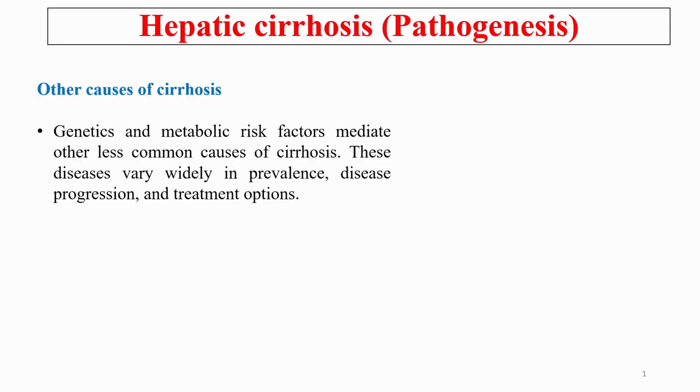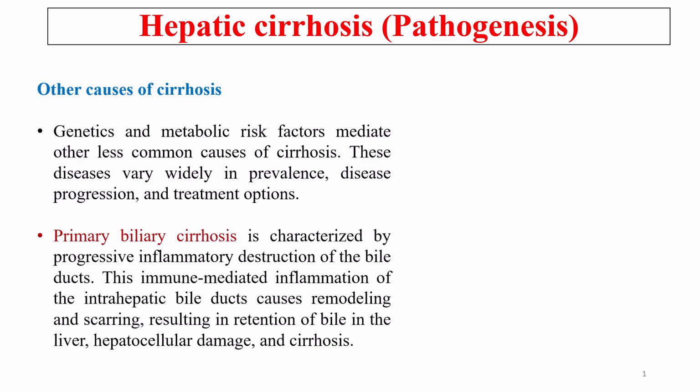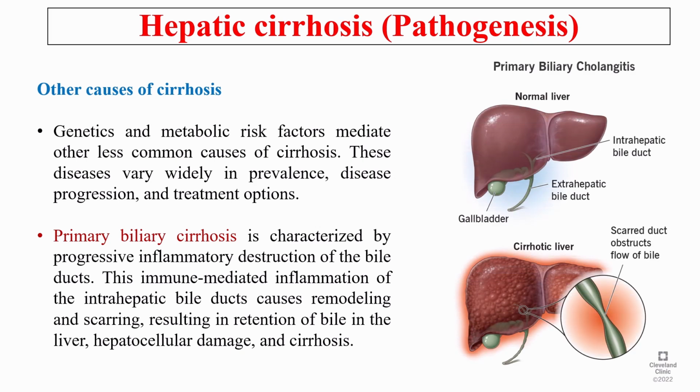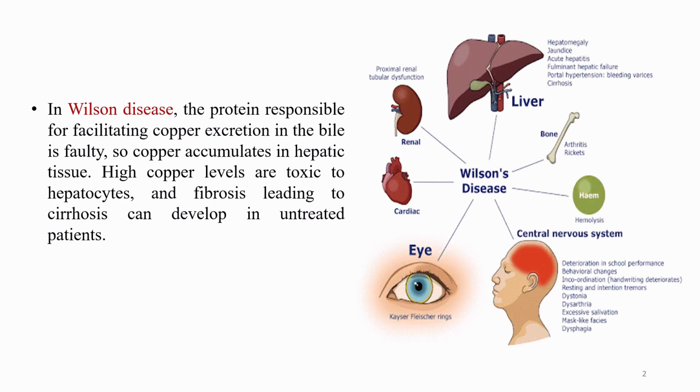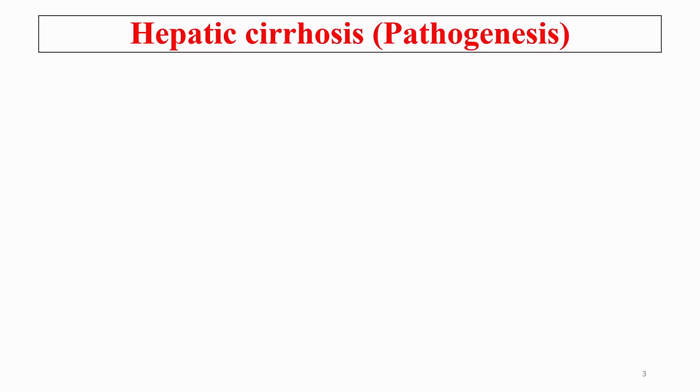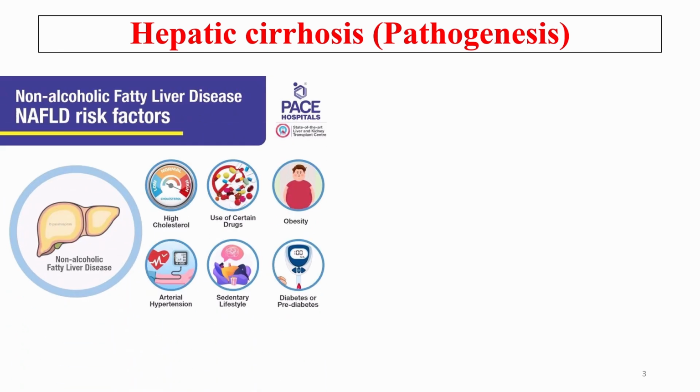Beyond alcohol and hepatitis, cirrhosis can result from several less common but important causes. Primary biliary cirrhosis, an autoimmune disease where the body attacks bile ducts. Bile builds up, causing inflammation and scarring. Wilson disease, a genetic disorder where copper isn't excreted properly. Copper builds up in the liver, damaging cells. Other genetic disorders and storage diseases can also result in cirrhosis.